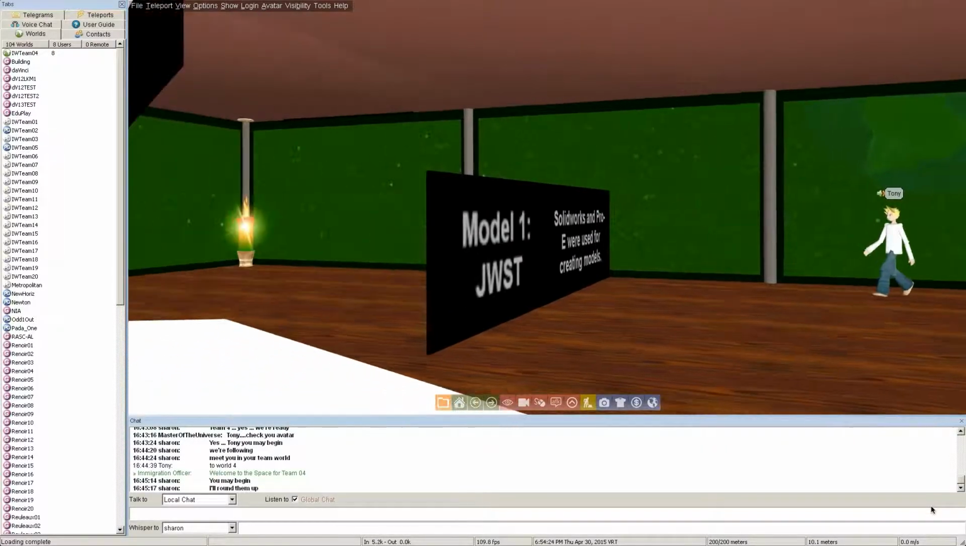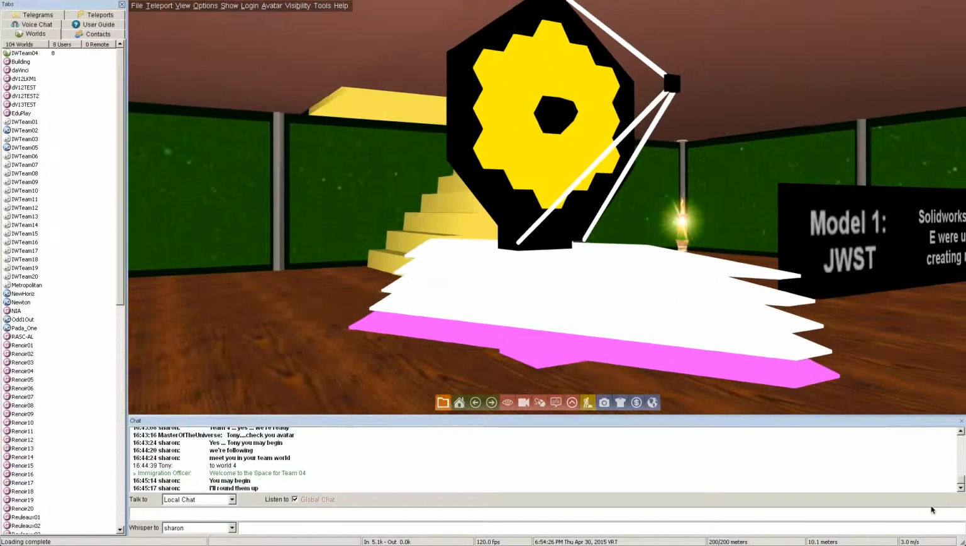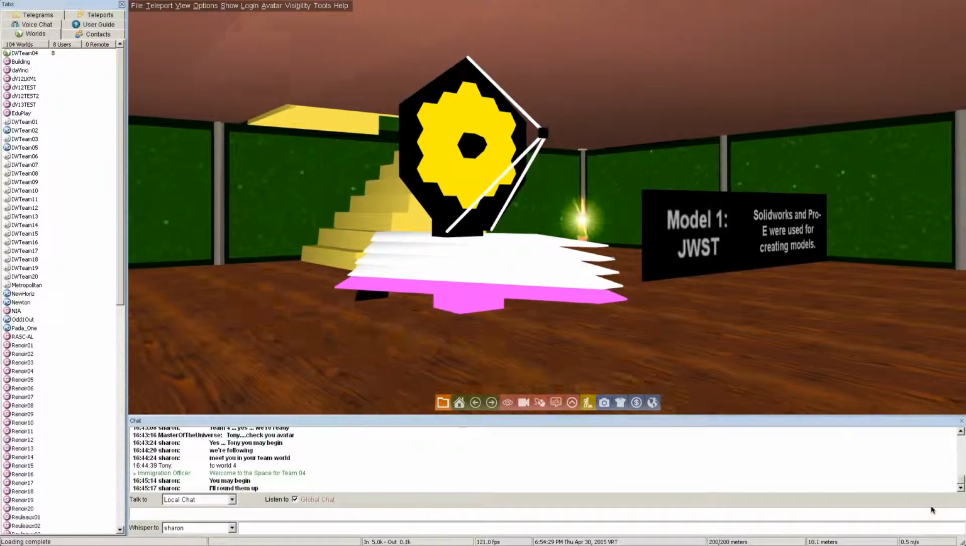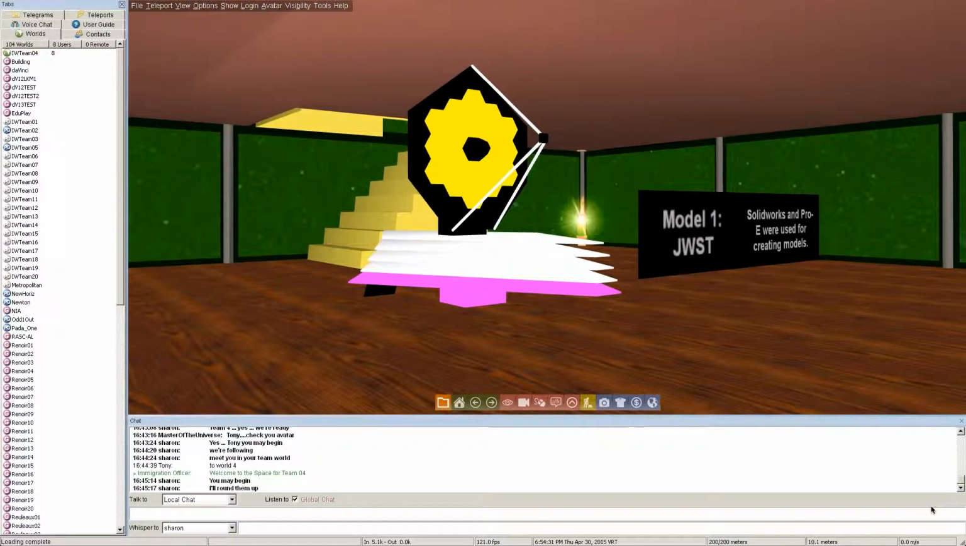And to create the models, we use SolidWorks and Pro 8. And Zach used SolidWorks because it was provided by a school, and he'd used it before. And me and Dan had never 3D modeled, so we used Pro 8, which is a free download off the internet.